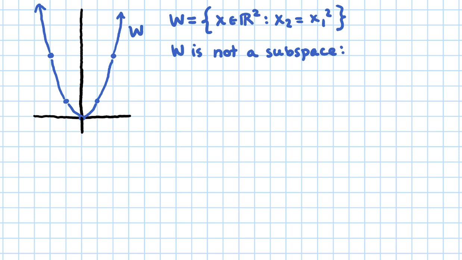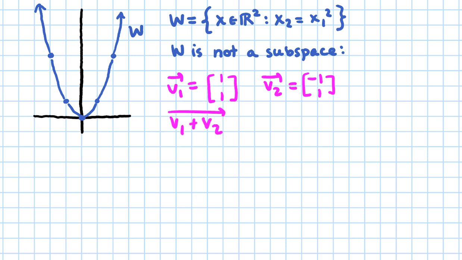But I'm going to give you a couple of reasons why this is not a subspace. W is not closed under addition. Let A equal (1, 1). A is in W. Let V1, V2 be such that x is -1 and y is 1. So we've got V1 plus V2 is equal to (0, 2). And that's not in my space. So it's not closed under addition. That's a problem.